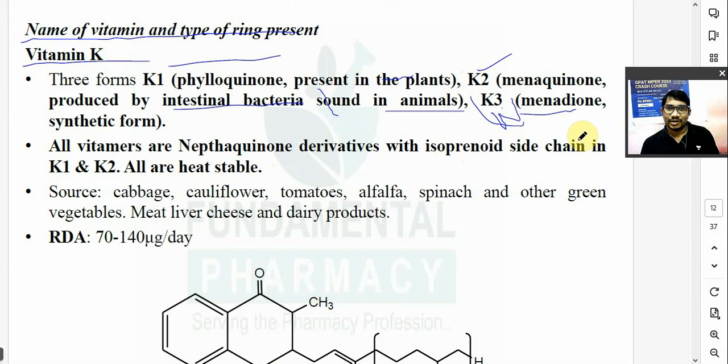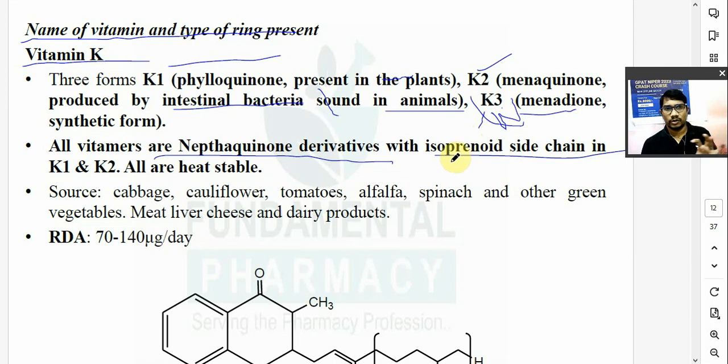Now, what is the good source of vitamin K? सबसे ज़्यादा अच्छा सोर्स क्या होता है? आपका नॉर्मली कैबेज, कॉलीफ्लावर, टोमेटोज, अल्फाल्फा, ग्रास भी होता है, स्पिनच, ओके, देन अदर ग्रीन लीफी वेजिटेबल्स. नॉन वेज सोर्स जो होता है दैट इज वेरी गुड सोर्स, मीट, लिवर, चीज, डेयरी प्रोडक्ट. नॉर्मली डेली रिकमेंडेड डाइटरी अलाउंस होता है 70 to 140 माइक्रोग्राम पर डे.